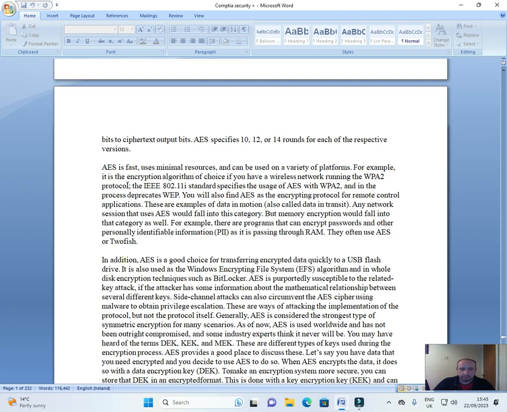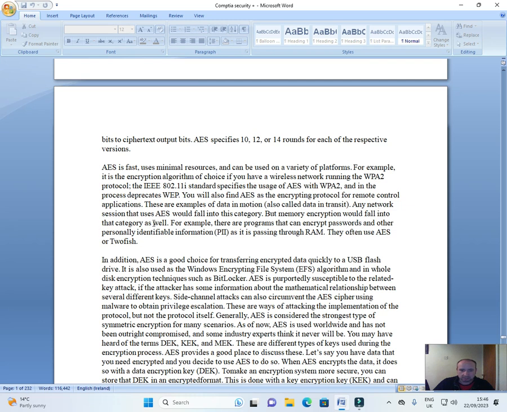For example, it is the encryption algorithm of choice if you have a wireless network running the WPA2 protocol. The IEEE 802.11i standard specifies the usage of AES with WPA2 and in the process deprecates WEP. You will also find AES as the encrypting protocol for remote control applications. These are examples of data in motion, also called data in transit.